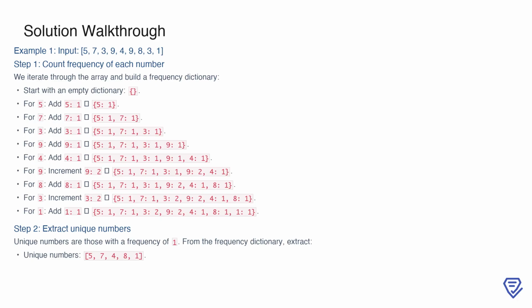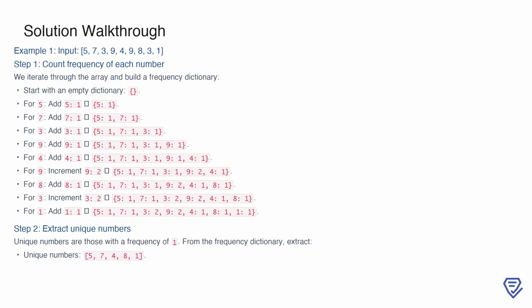Then comes 3, which is also added with a frequency of 1. When we reach 9, we add it to the dictionary, and the same happens with 4. Now, when we see 9 again, we increment its frequency to 2. Continuing, we add 8 with a frequency of 1, and then increment the frequency of 3 to 2 when we encounter it again. Finally, we add 1 with a frequency of 1. This gives us the complete frequency dictionary: 5:1, 7:1, 3:2, 9:2, 4:1, 8:1, 1:1. Once we have the frequency dictionary, we extract the unique numbers by selecting those with a frequency of 1.